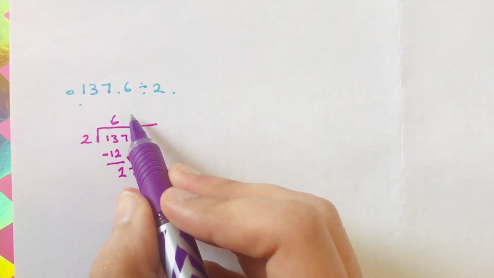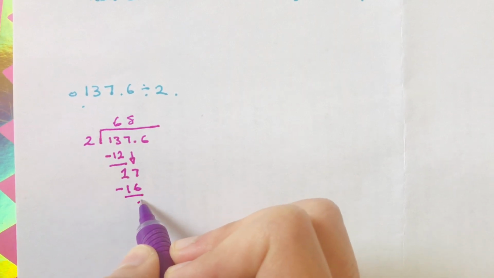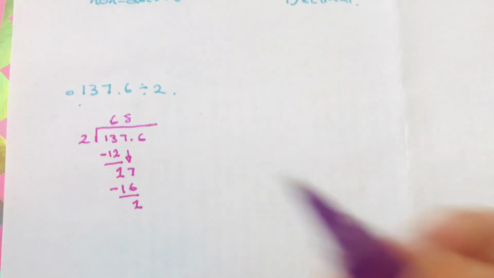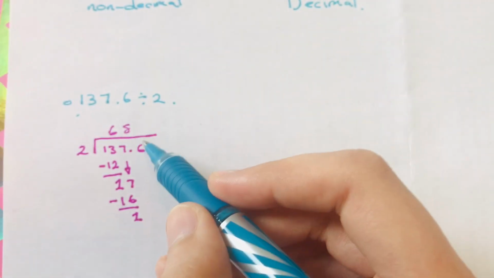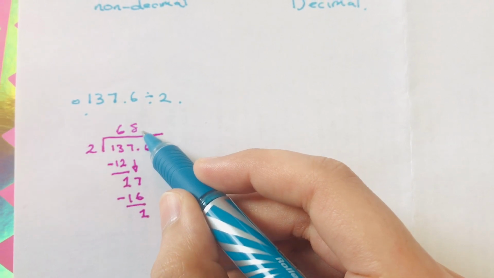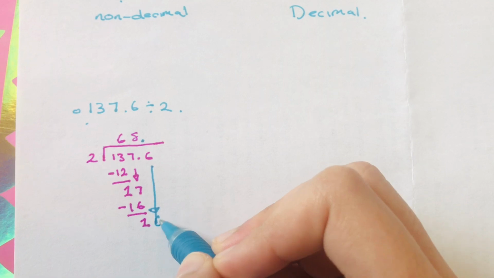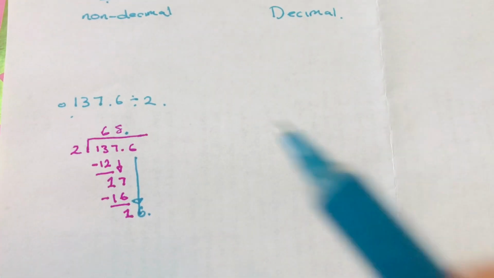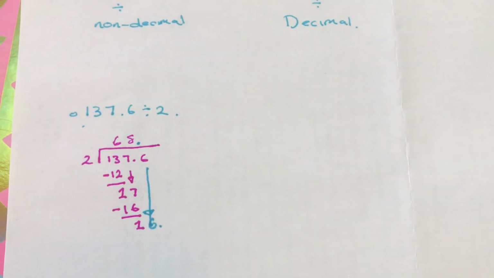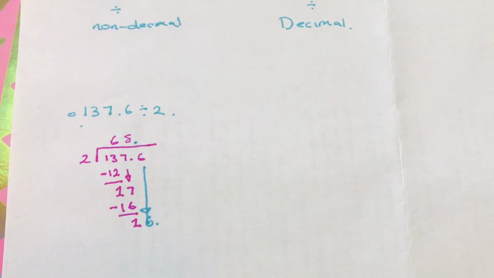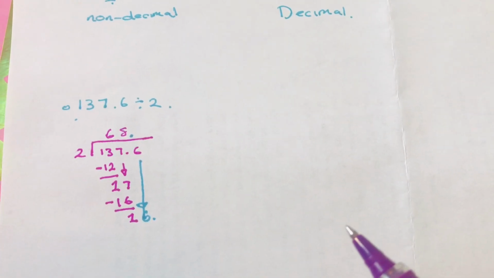17 divided by 2, you get 8. 8 times 2 is 16. The remainder is 1 again. And now you see the decimal point right here. Whenever you see a decimal point under the division sign, you take it up and put it right here in your answer before you bring down the next number. If that makes sense, you just continue like normal.